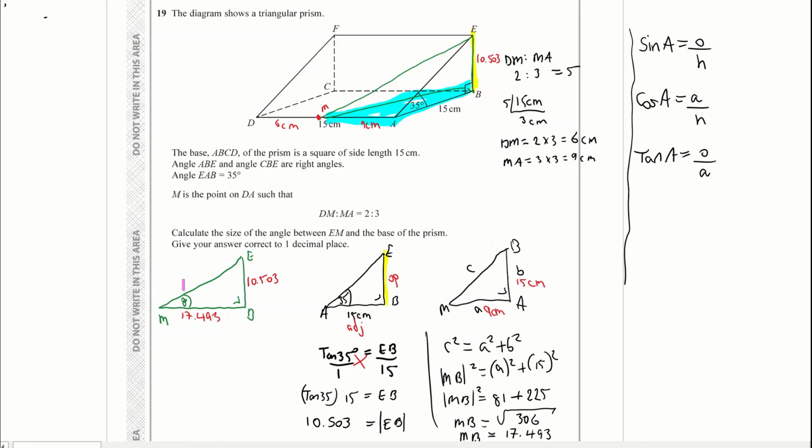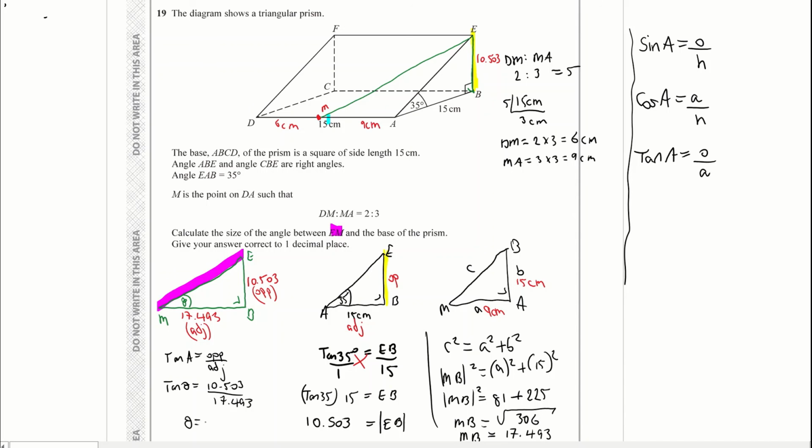I think we have enough information there now to help us find the length of the line from M to E. Again, that's what we're trying to achieve, E to M, or M to E. So looking at that triangle now, I have, again, information. I have my opposite and I have my adjacent. So in this triangle, once again, I'm going to be using my tan formula. So that's going to give me tan of the angle is equal to opposite over adjacent, which is tan of theta is equal to 10.503 over 17.493.